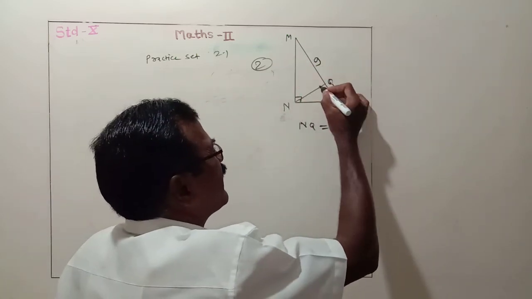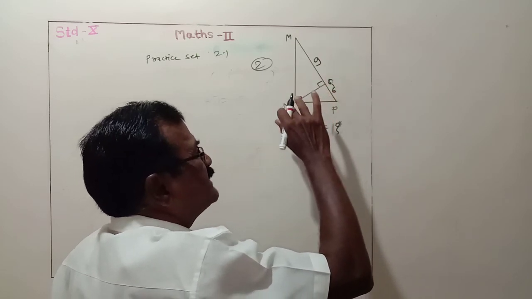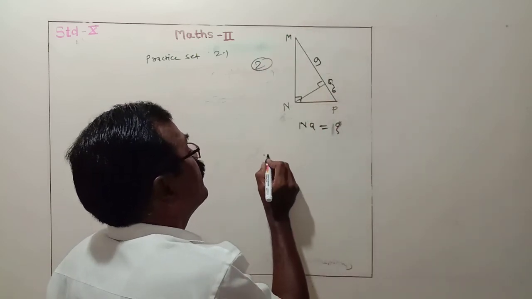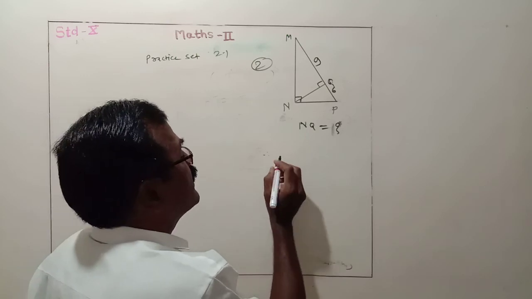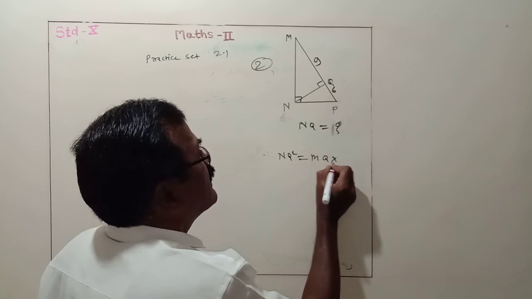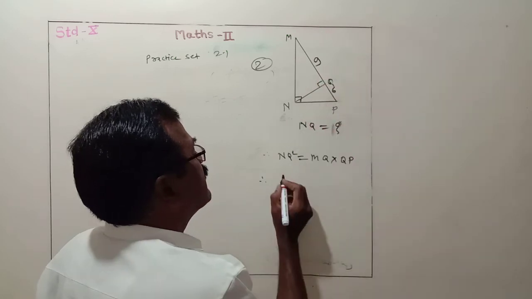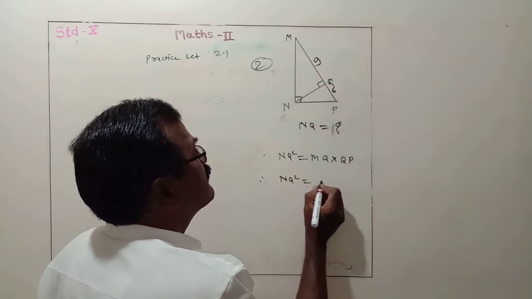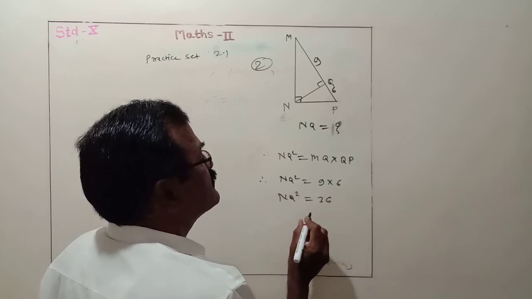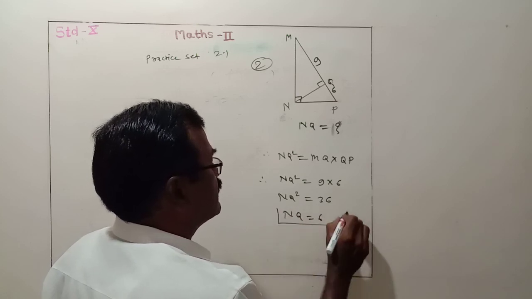In this right angle triangle MNP, angle N is equal to 90 degrees and segment NQ is a perpendicular on hypotenuse MP. Therefore, by the theorem of geometric mean, NQ square is equal to MQ into QP. Put the values of MQ and QP: NQ square is equal to 9 into 6, so NQ square is equal to 36. Taking square root, NQ is equal to 6 units.